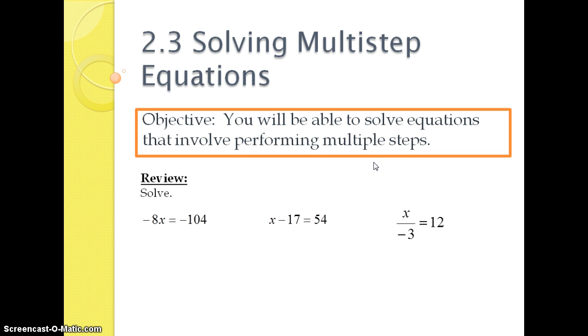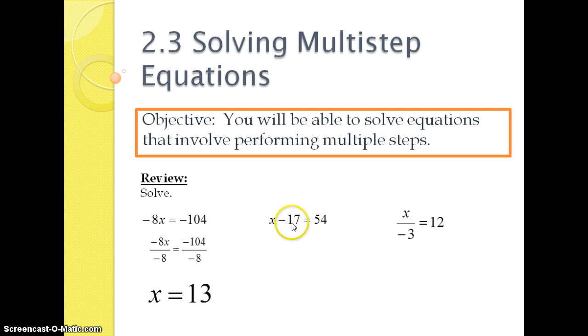Our first problem here is negative 8x equals negative 104. I need to remove the negative 8 from the x. Remember, it's all about how the number is attached to the variable. That negative 8 is attached through multiplication. So to remove it, I need to divide by negative 8 on both sides. Negative 8 divided by negative 8 is just a 1, so I'm left with x. Negative 104 divided by negative 8 is 13.